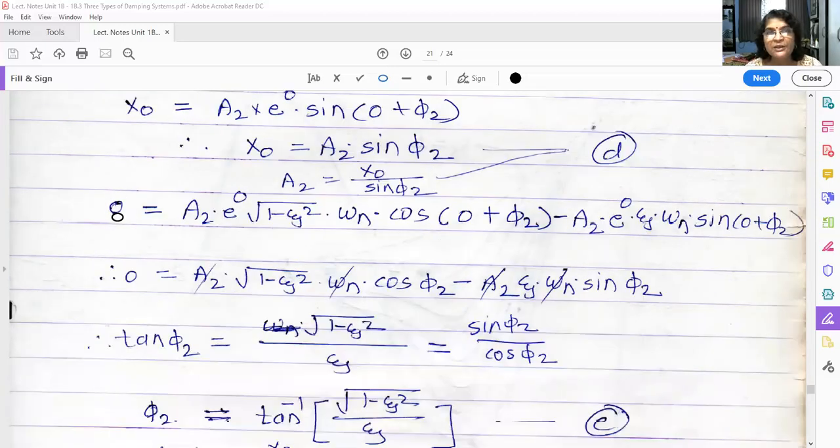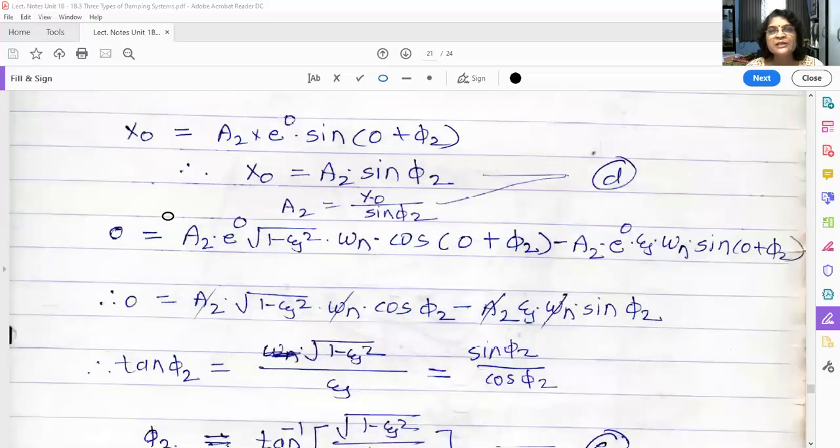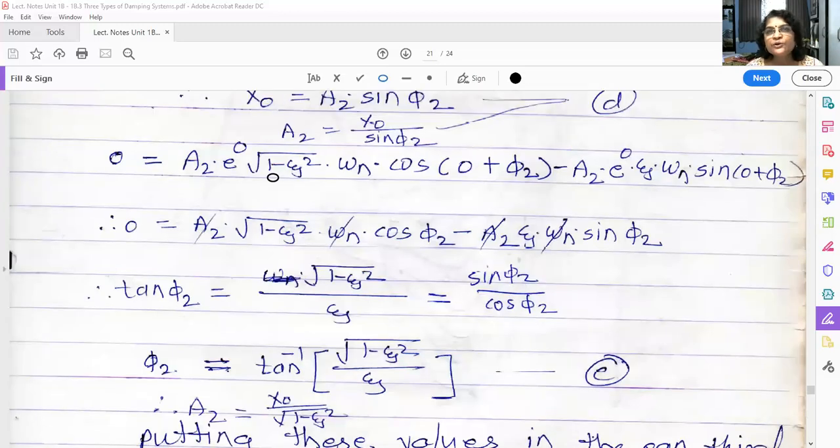Put the initial second condition, that is x dot is equal to 0 when t is equal to 0. Okay. So this is your equation for x dot. Let us put here 0 is equal to a2 into e raised to 0, into square root of 1 minus zeta square into omega n into cos of 0 plus phi 2, minus a2 e raised to 0 into zeta omega n into sine of 0 plus phi 2. Okay, the same is written here.